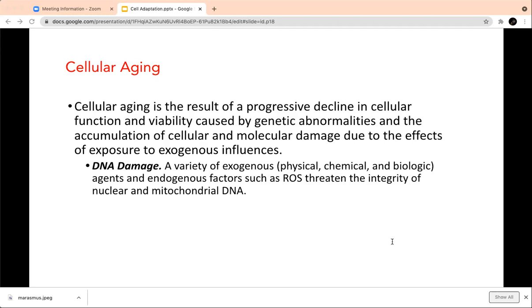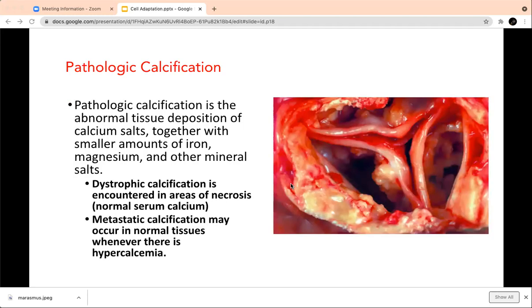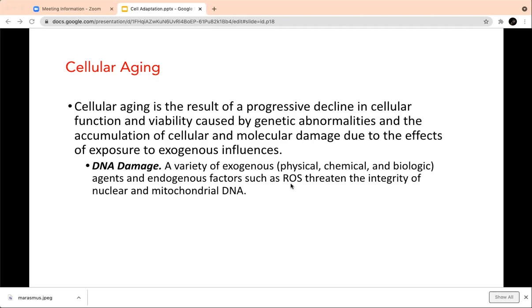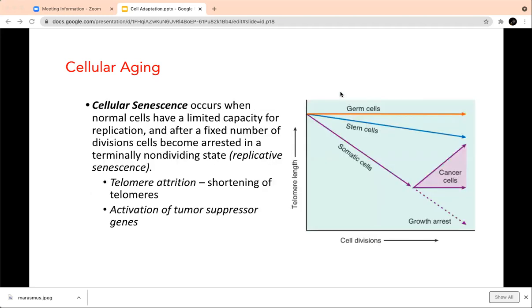We have the DNA damage. Okay, so ito yung ano natin: a variety of exogenous factors or exogenous agents, be it physical, chemical, or biologic agents, and endogenous factors such as free radicals, that threaten the integrity of nuclear and mitochondrial DNA. All right, so damage to the DNA secondary to ROS, reactive oxygen species or free radicals. So that's one, and the next is your cellular senescence.